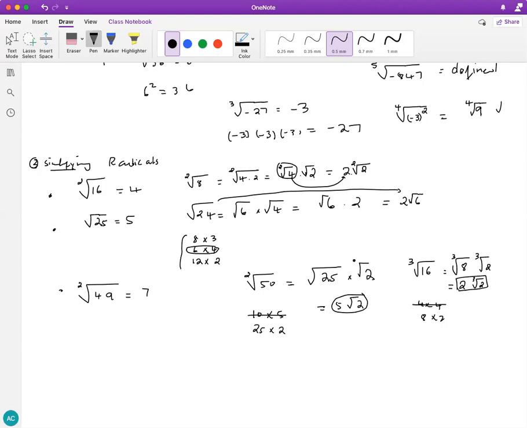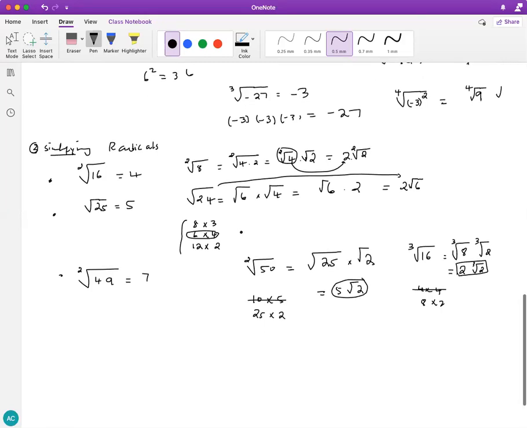So regardless of the numbers you have here, the same method applies: just break it down. If the number is bigger, you may have to break it down more. So you keep breaking it down until you can't simplify anymore. Let's see again, maybe some other example.